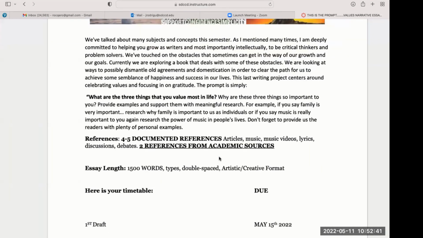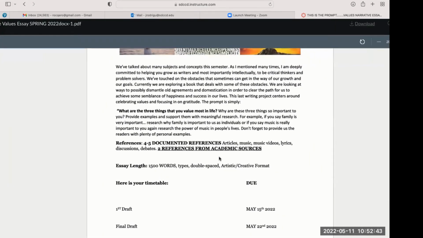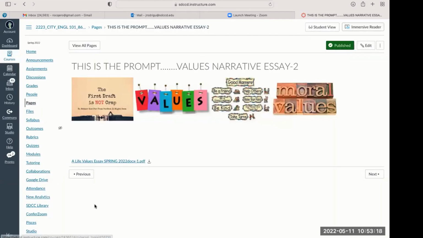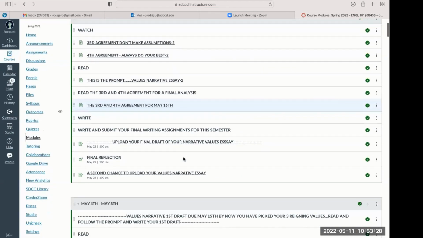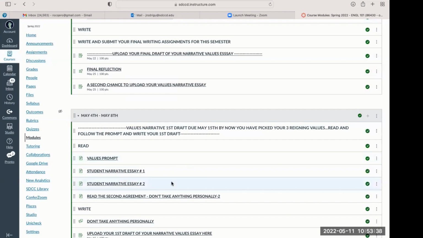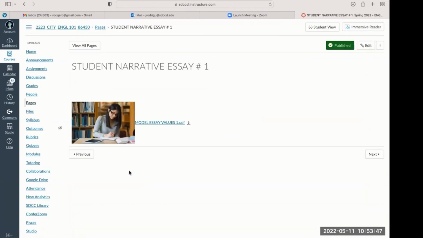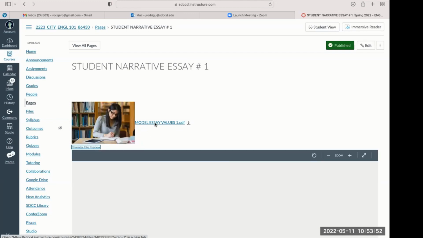Like I said, I think it's pretty bare bones. We went over the exercise of taking a look at 100 values, whittling it down to our top 10, our top 5, our top 3, and then the top 1, but we're writing about 3. Now, we don't have a lot of time, but last week I provided you with 2 student narrative essays, and they're both really, really good. We're just going to open up the very first one and see how it stands up to the parameters for writing.